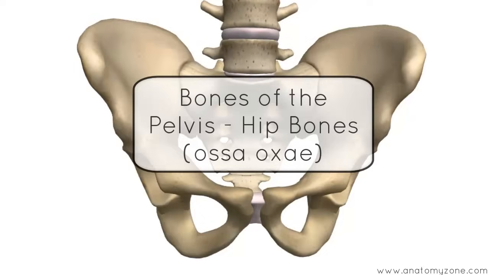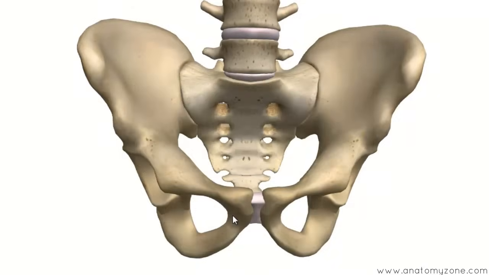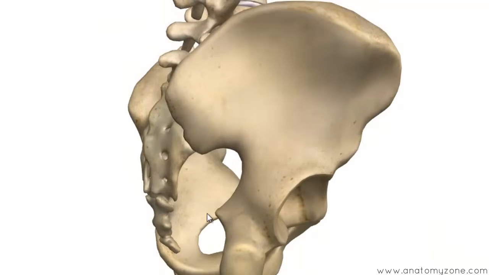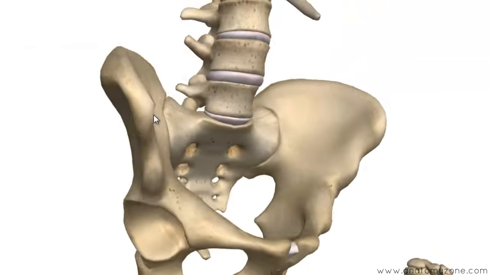Okay, so this is a tutorial on the bones of the pelvis. So you've got a few bones that make up the pelvic skeleton. You've got these two large hip bones on either side, a sacrum, and the coccyx. These two hip bones are actually called the os coxae.